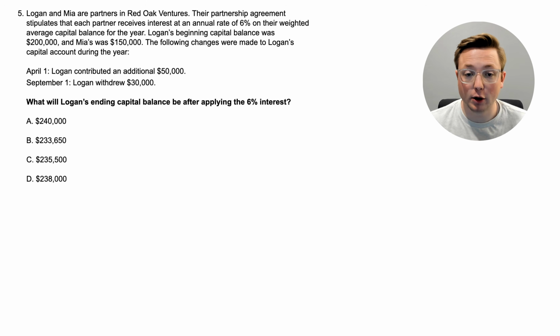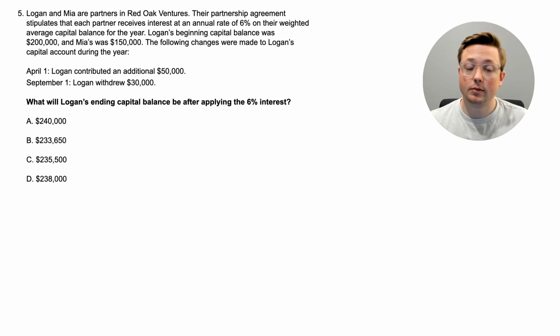Logan and Mia are partners in Red Oak Ventures. Their partnership agreement stipulates that each partner receives interest at an annual rate of 6% on their weighted average capital balance for the year. Logan's beginning capital balance was $200,000 and Mia's was $150,000. The following changes were made to Logan's capital account during the year. April 1st, Logan contributed an additional $50,000. September 1st, Logan withdrew $30,000. So again, with all that information, and we've been keeping this in mind as we've been reading, right? What will Logan's ending capital balance be after applying the 6% interest?